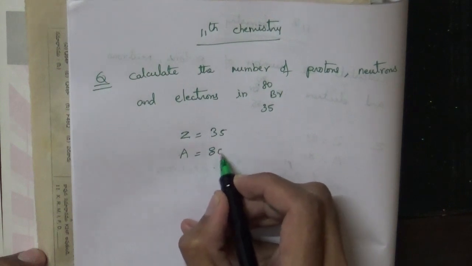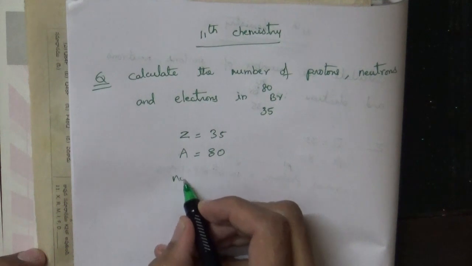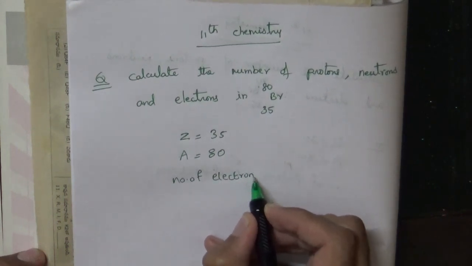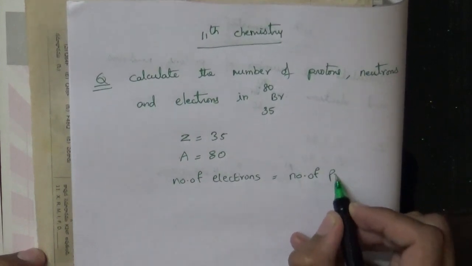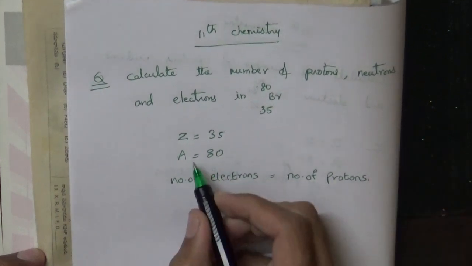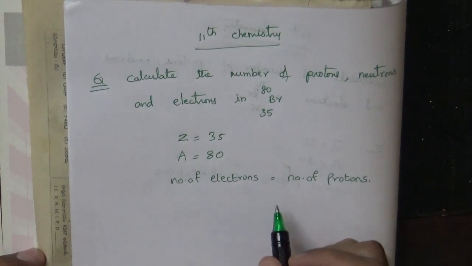is 80, and now since the atom is neutral, the number of electrons will be equal to the number of protons. So the given atomic number 35 is nothing but the number of electrons and the number of protons.